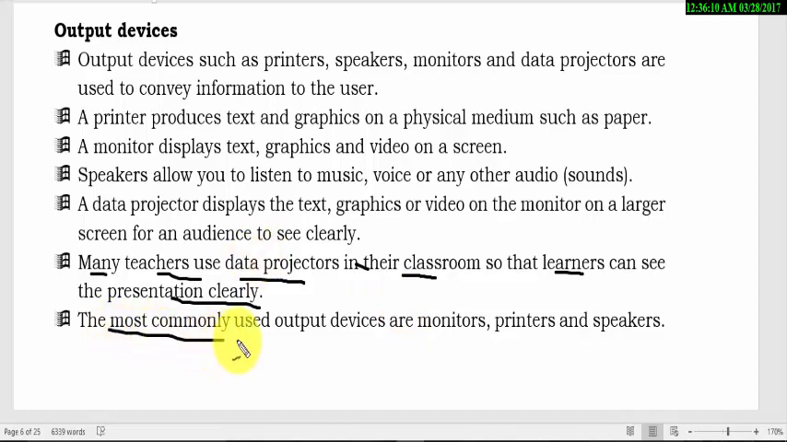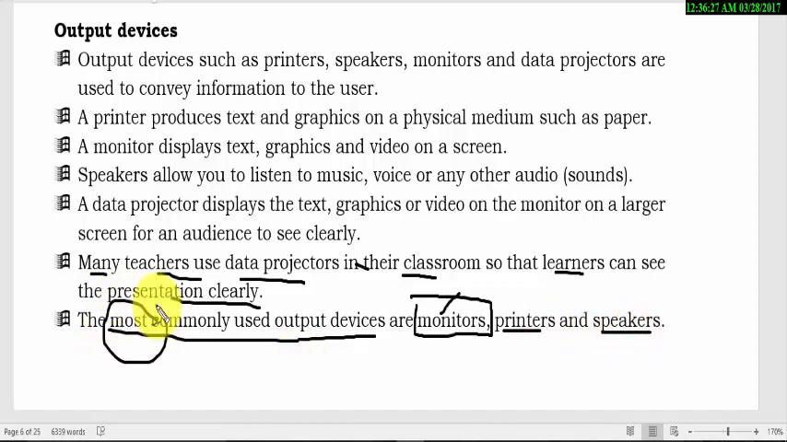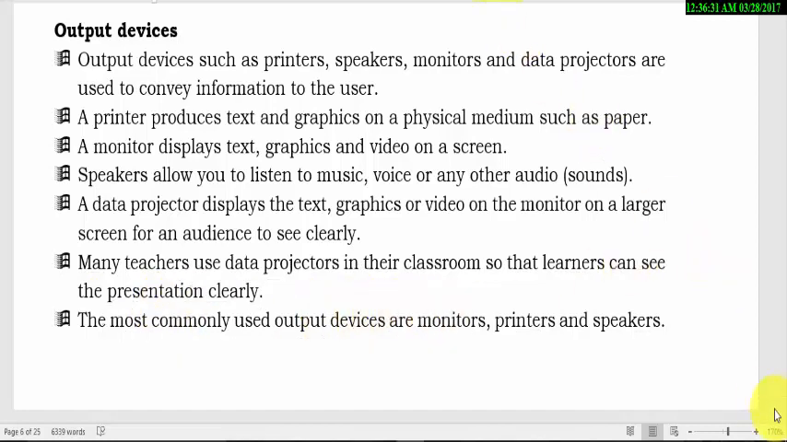So now, the most commonly used output devices. What are the most commonly used output devices? We normally use a monitor. With a computer without a monitor, you cannot see what we are doing. We use printers and also we use the speakers. So these are the most used output devices. Thank you, students. So let's proceed again.